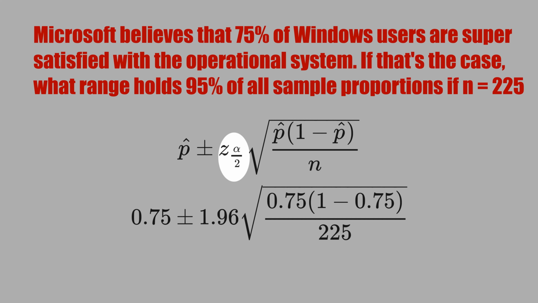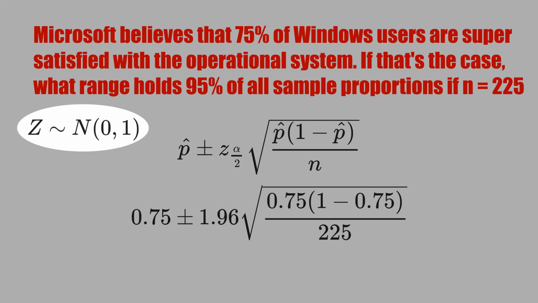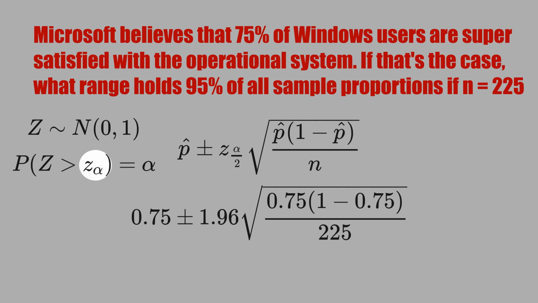Let's see how we get this z-score. Z follows a normal distribution with mean 0 and standard deviation 1. And this is the relation between the z statistic and alpha, the level of significance. If alpha is 5%, we want the z at 2.5%, which is equal to 1.96. We use software to get this value, or check the tables at the end of a probability or statistics textbook.